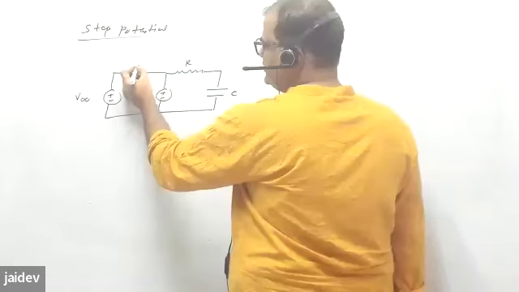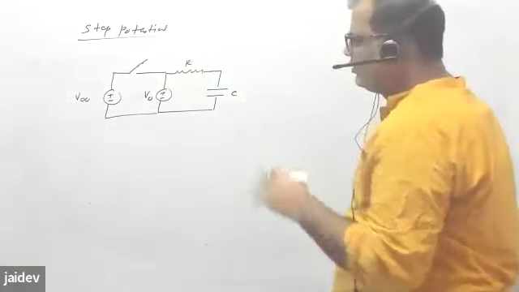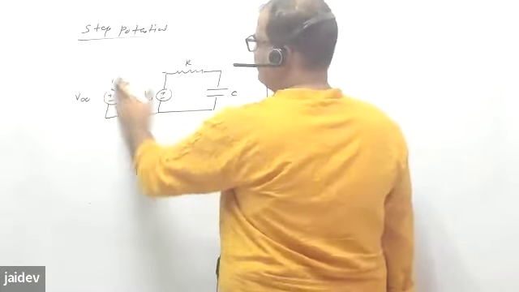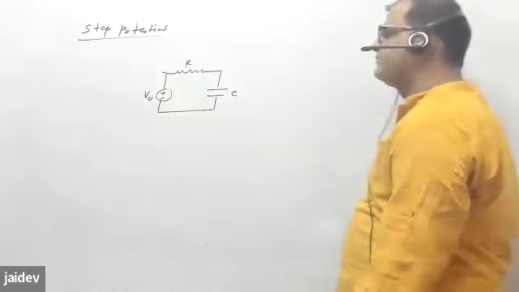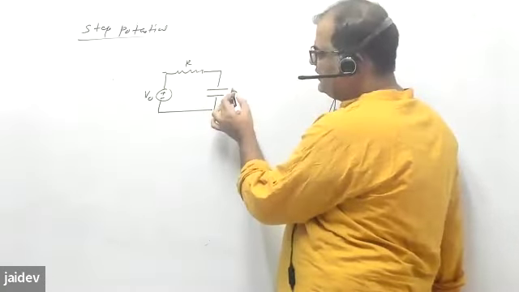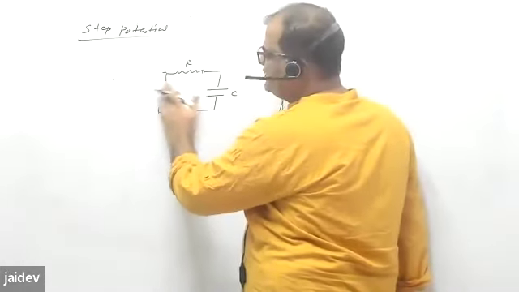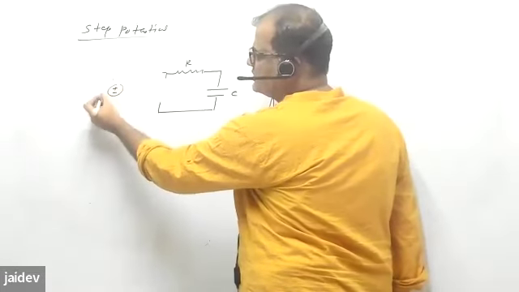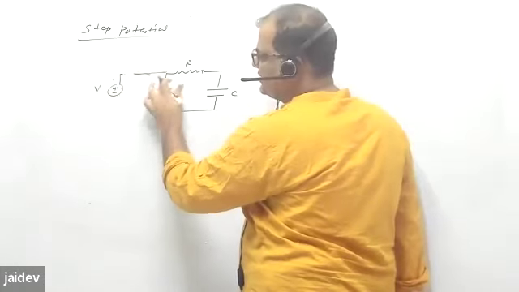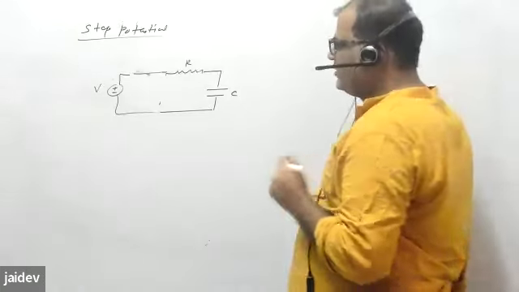At t equal to zero, I will close the switch, but first we have to remove this one also. So let us first consider this case. Whenever V naught is there, there will be some voltage in the circuit, and the capacitor will charge up to the voltage V naught. Now I will remove this one and introduce some other source, with some resistors also, connected in this circuit. Just try to understand, don't write anything. Now this is the V final.